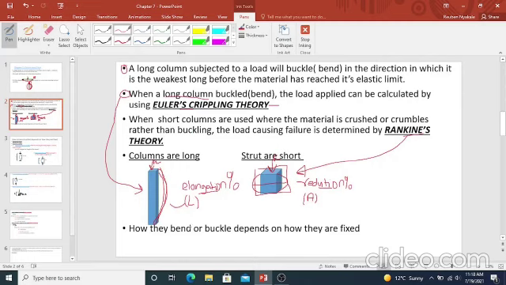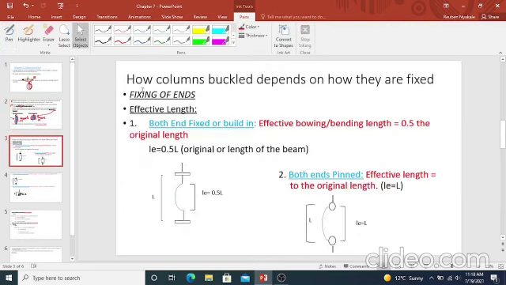But how they bend, meaning these columns, the long column and the short column, how they bend depends on how they are fixed. How this cross-sectional area or short column is affected depends on how they are fixed. Let's look at the fixing of those beams. How columns buckle depends on how they are fixed.